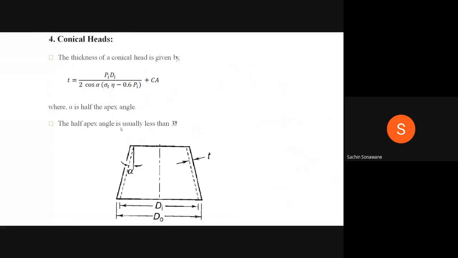Therefore, next head, conical heads. The thickness of a conical head is given by T is equal to Pi Di divided by 2 cos alpha into bracket sigma T neta minus 0.6 Pi, plus Ca, corrosion allowance, where alpha is the half apex angle. The half apex angle is usually less than 30 degrees. Therefore, draw the diagram and write down the formula.